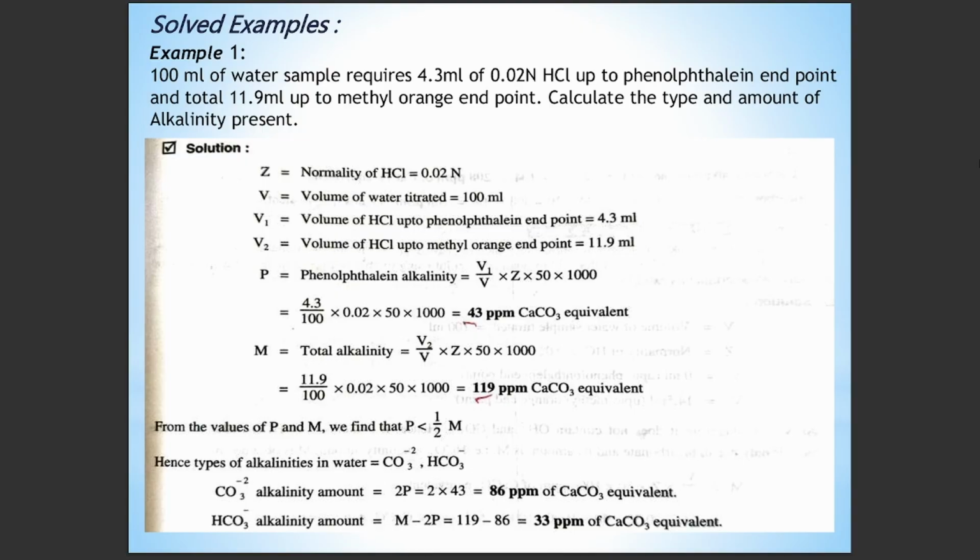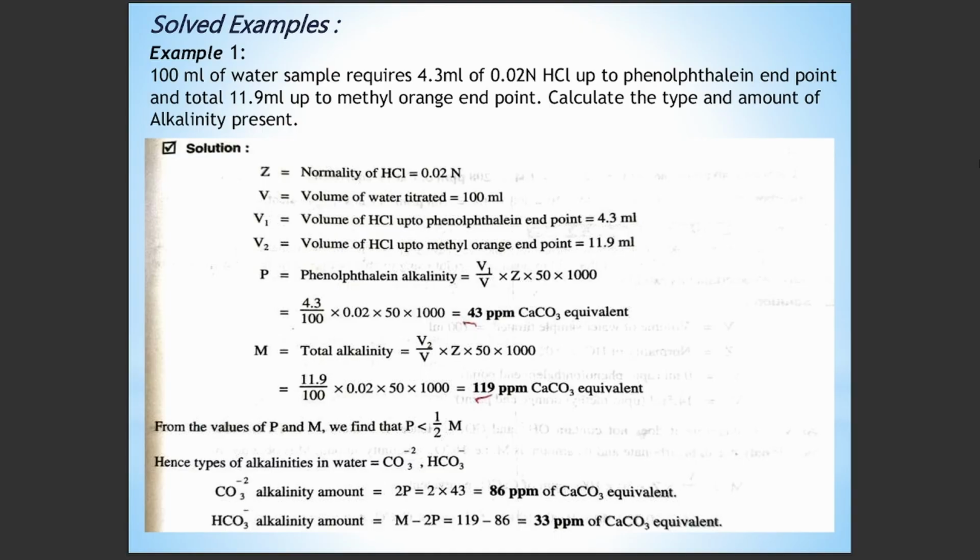For example, 100 ml of water sample. So here, the volume of water sample is 100 ml, that is V. 4.3 ml is V1. 0.02 normal HCl is Z, that is the concentration of acid. So by using this data, you can calculate P. So what is P? P is equal to V1 upon V into Z into 50 into 1000. So V1 is 4.3, V is the volume of water sample 100, Z is the concentration of acid 0.02 normal, and the remaining are the given things, 50 into 1000. So if you put these values and calculate, we will get the answer.